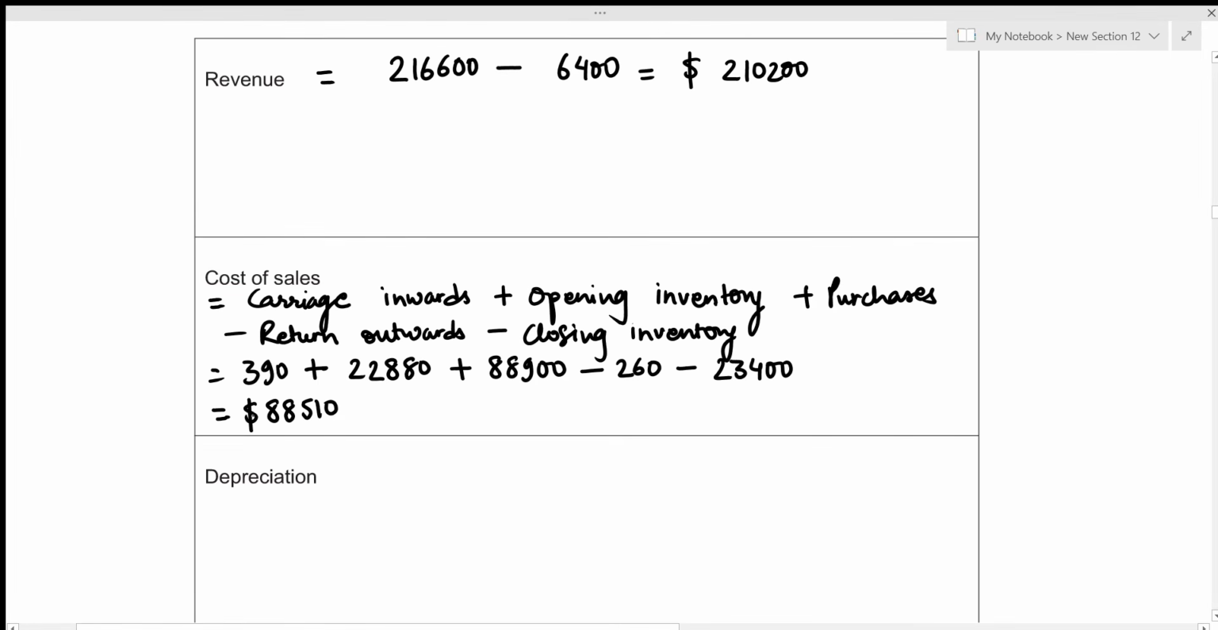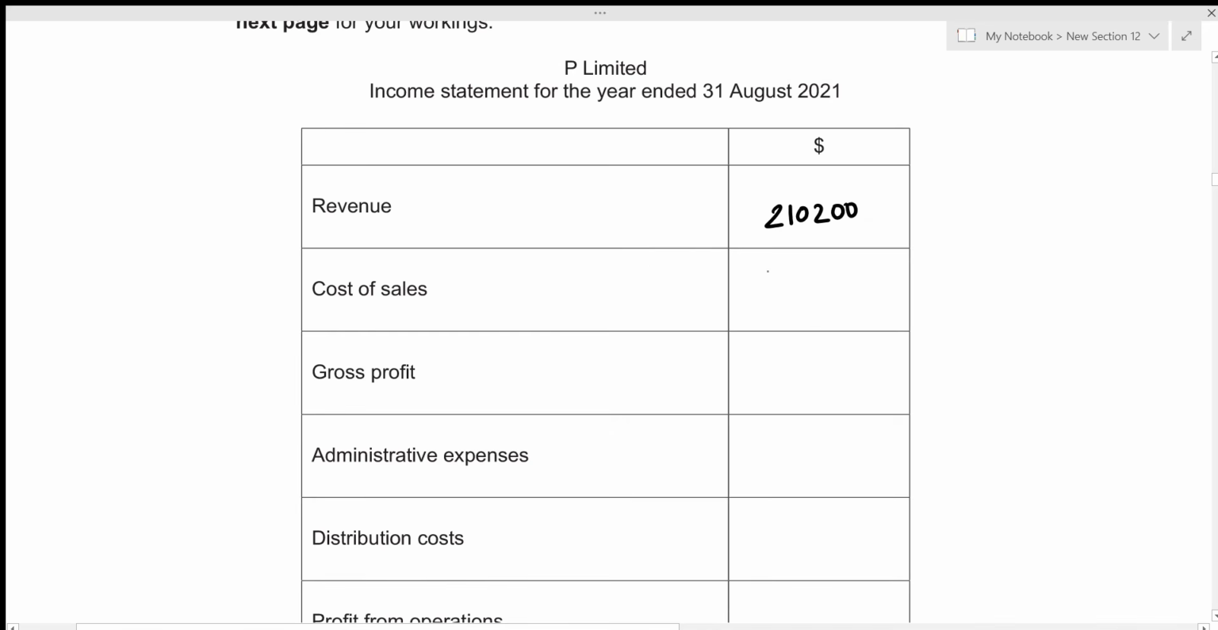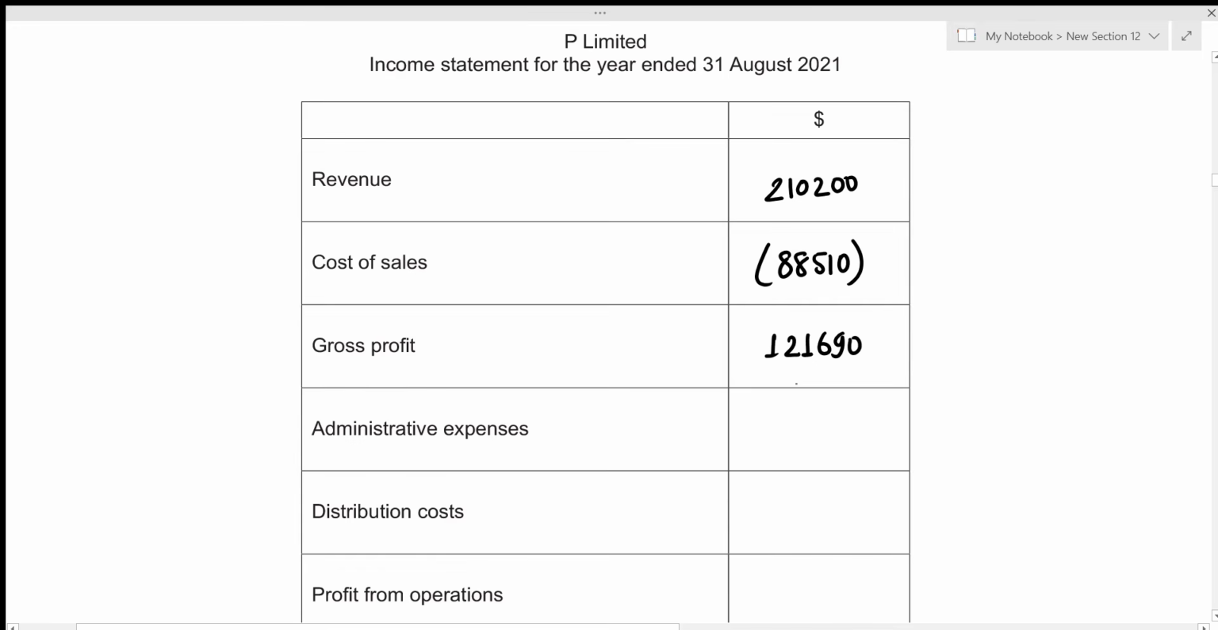This is the value we need to include in our income statement, so let's substitute it. So we will write it in a bracket because we need to subtract the cost of sales from revenue in order to figure out the gross profit. So the gross profit is just going to be 210,200 minus 88,510, which gives 121,690. Alright, now we can move on to the administrative expenses.